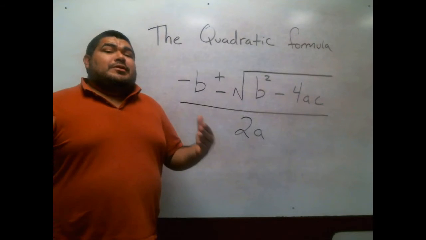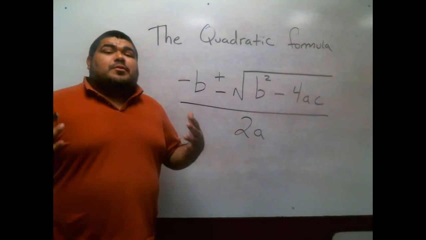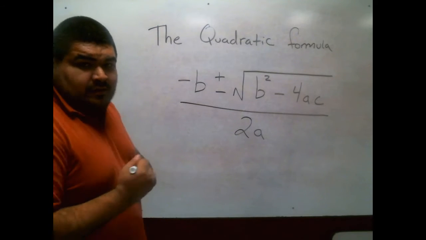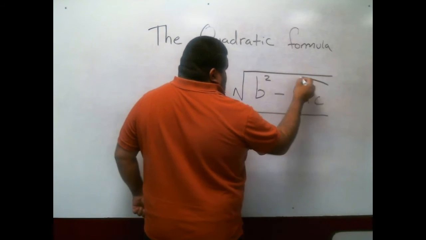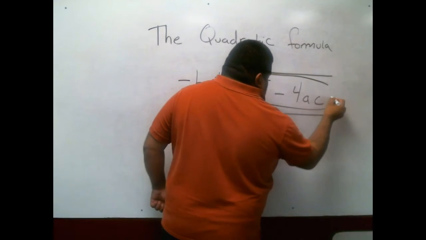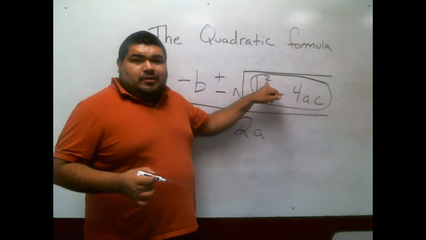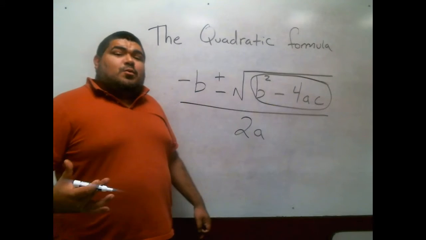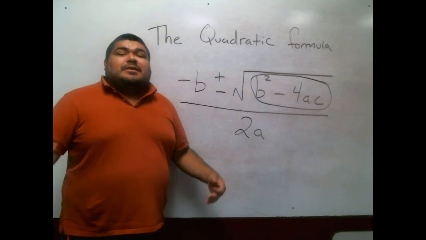Like I said, it looks a little complicated. It's really not. But we're only going to work with a certain part today, the very simple part, which is this here. We're only going to worry about b squared minus 4ac. That's all I'm going to worry about today, which is called the discriminant.